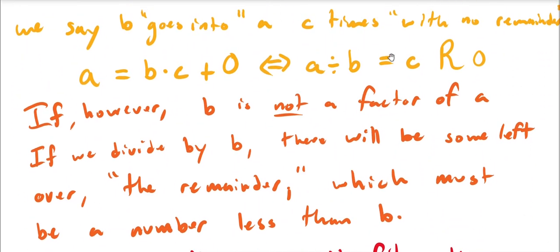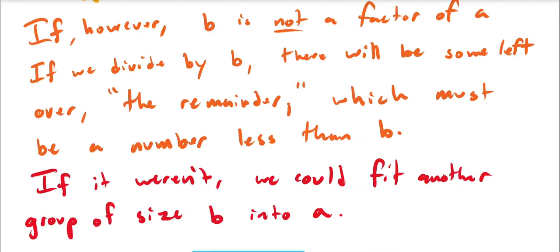However, if b is not a factor of a, then if I divide by b, there'll be a little bit left over, what we call the remainder. This will be a number less than b. It has to be less than b because if it was more than b, we could fit a whole other group of b in there, and we would just increase our quotient by 1. So the remainder will always be less than the divisor. If it's not less than the divisor, you can keep going with your division algorithm.